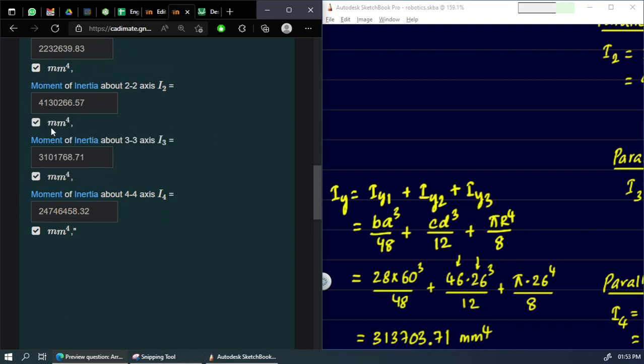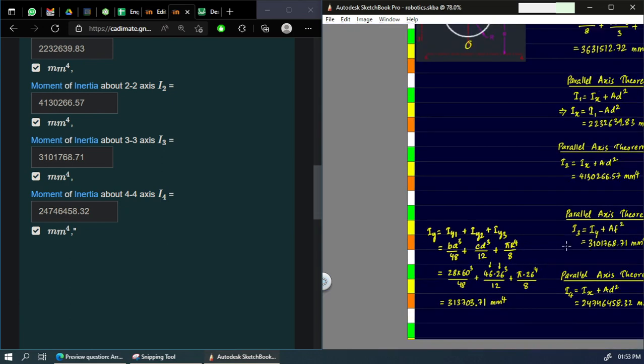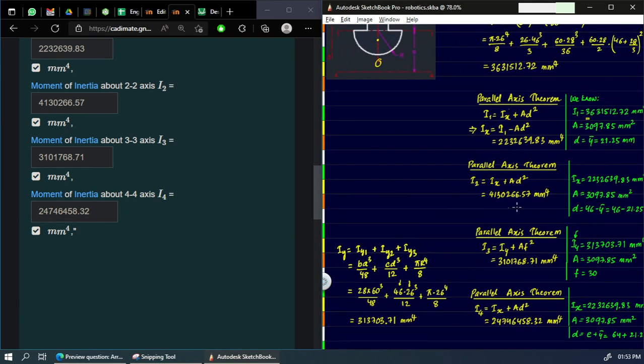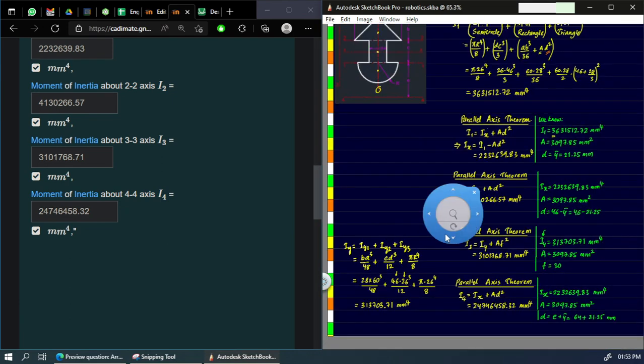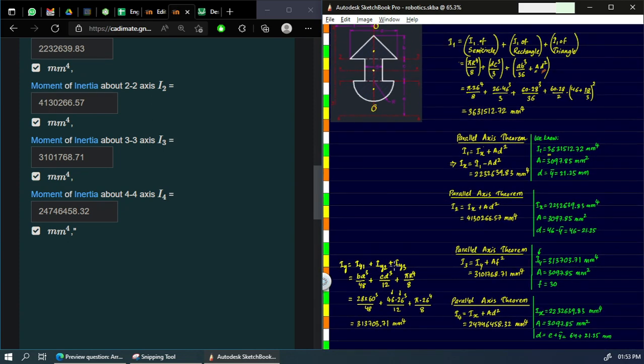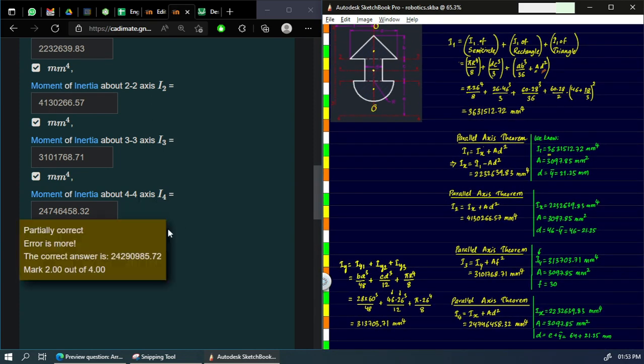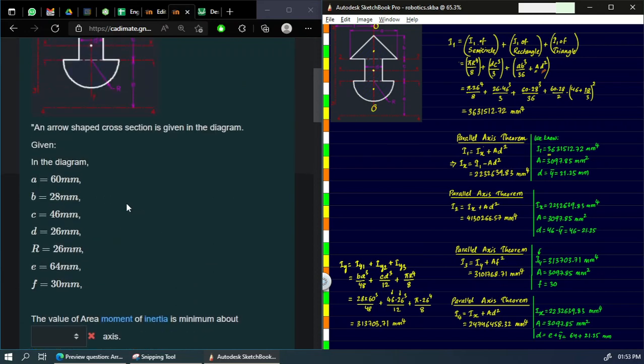So like that, you can cross-reference it with whatever calculations you have done and try to find out what mistakes happened, so that next time when you redo the test, you will be able to do it without any mistakes and get full marks.